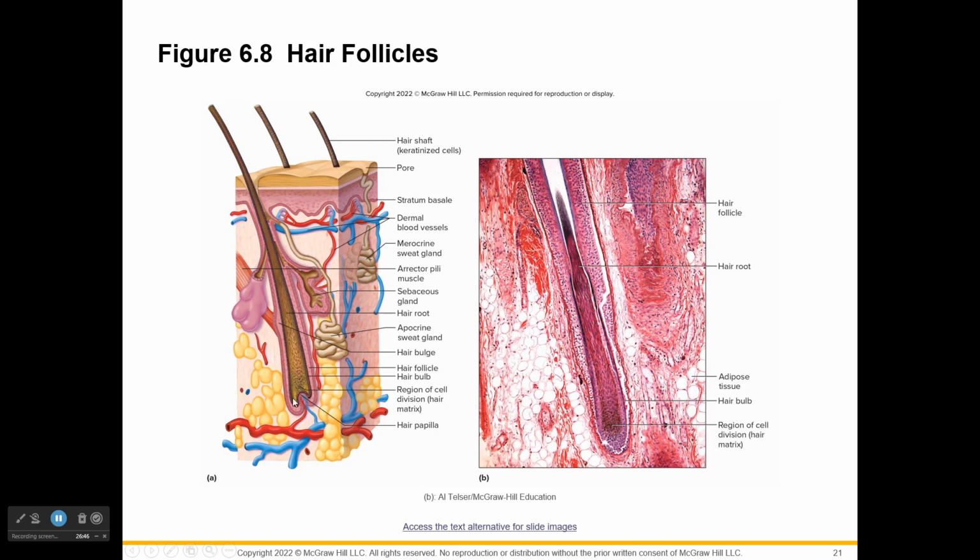What else? So that dermal papilla is where you're going to have some nerve endings, also feeding the cells in the matrix that are dividing to make the hair. And this is an actual picture of that.